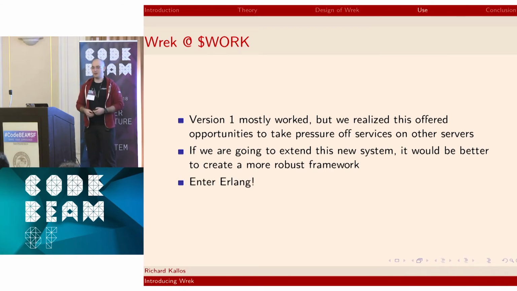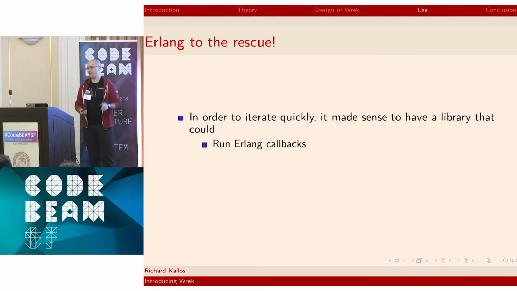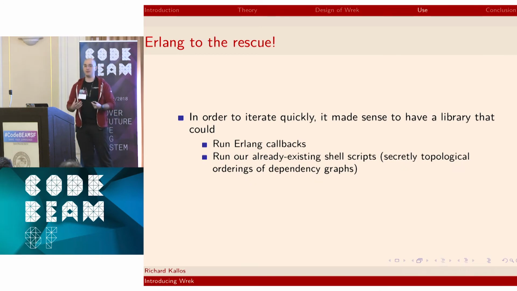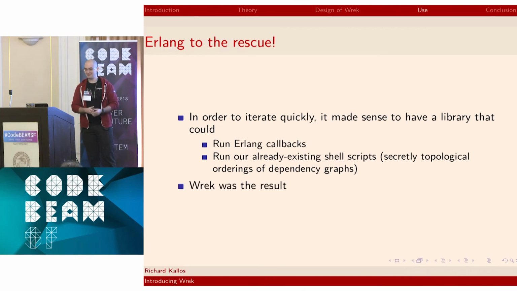So this is where Erlang comes in handy. In the interests of iterating quickly, it made sense to have a library that could do 2 things. The first was running callbacks. That's pretty straightforward. But the other thing that we wanted to do is take in our existing shell scripts and have this framework run them without really any changes. And shell scripts are really secretly topological orderings of dependency graphs. And so this is why Wrek exists.